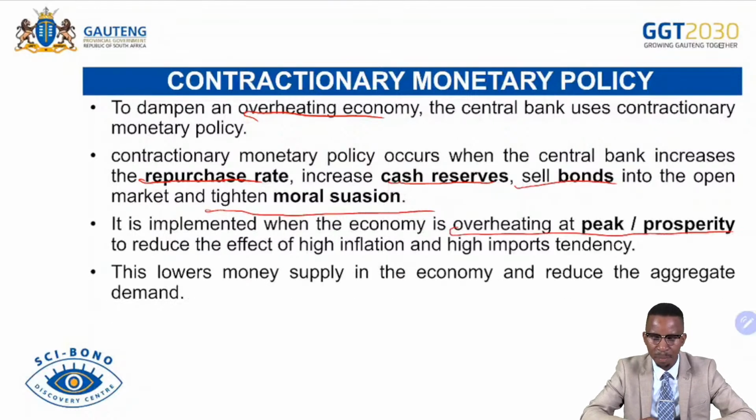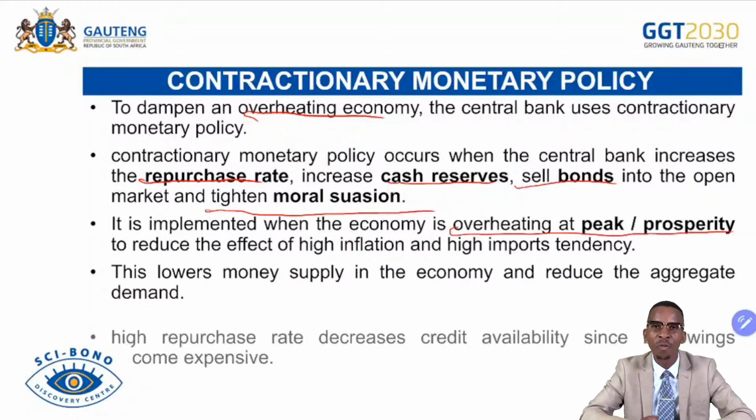This lowers the money supply in the economy and reduces aggregate demand. Whenever a contractionary monetary policy has been implemented, there will be less money supply and there will be less demand for goods and services. Then the economy can downturn from peak and slow down. Then the economy won't be overheating anymore.